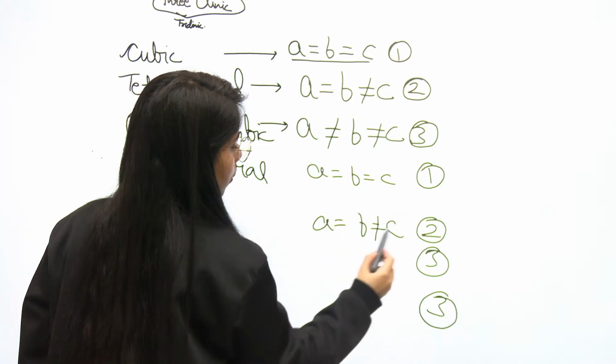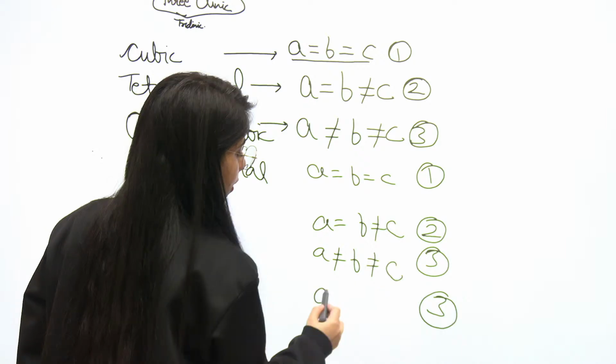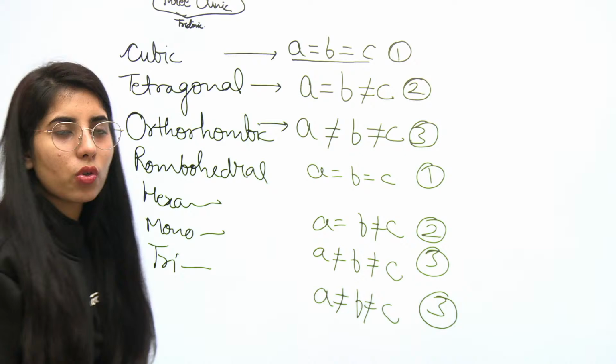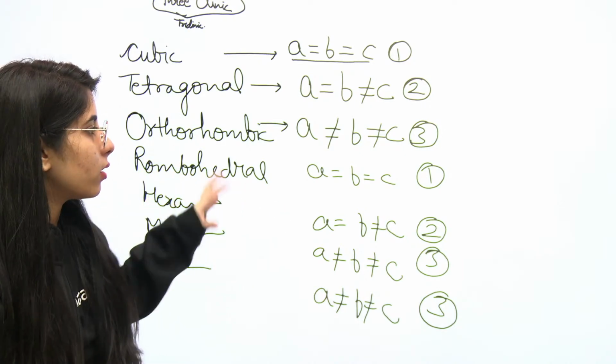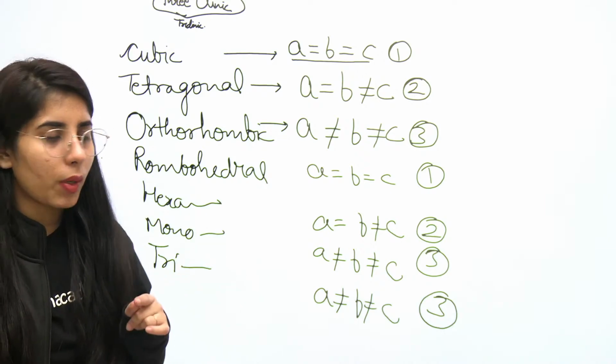3. And then last one, not equal. If you are going to get any such question based on any such concept, basically the conditions on lattice parameters, you can write them in this way and you can get to know about the final answer quickly.